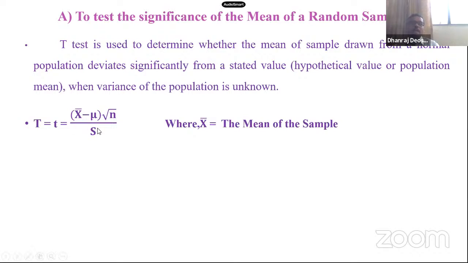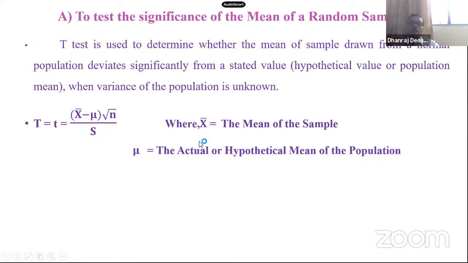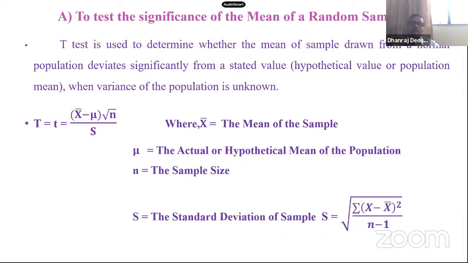S means standard deviation. We know standard deviation already, but here, in the case of standard deviation, we have to divide the sum of squared deviations by the degrees of freedom, that is n minus 1. So here, X bar is the mean of the sample, mu is the actual or hypothetical mean of the population, n is the sample size, s is the standard deviation of the sample.